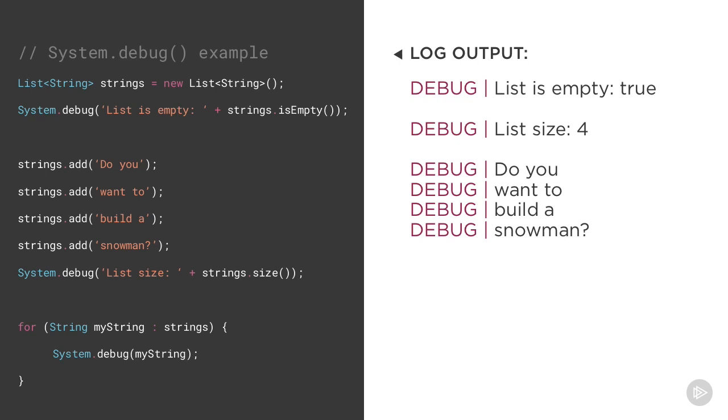Later on in our code, I may be curious what values are in our list. Perhaps I had a ton of logic that added or removed list values, and now I'm unsure what remains. Again, system.debug to the rescue. I can loop through our list and log every value inside it. On the right-hand side, you see exactly what the output is.